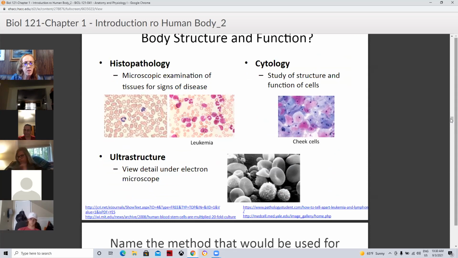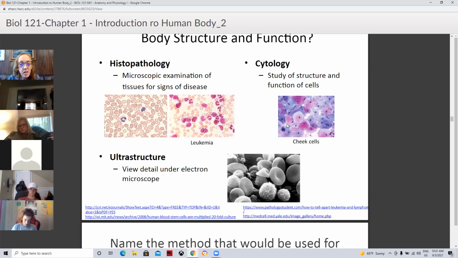In this example that is shown here, we have a typical blood smear. You can see 2 leukocytes in there, 2 white blood cells. However, in leukemia, you see a lot more white blood cells, and a lot of them are immature. Cytology is the study of structure and functioning of cells. Ultrastructure, viewing the detail of cells and tissues via an electron microscope.